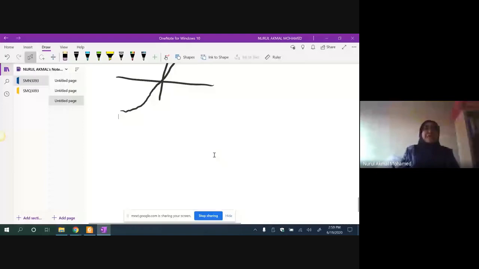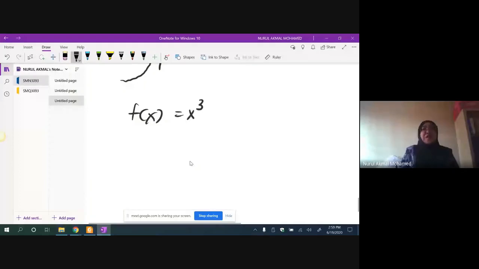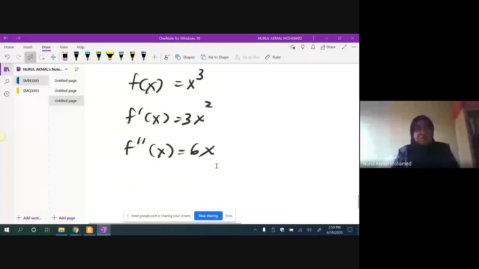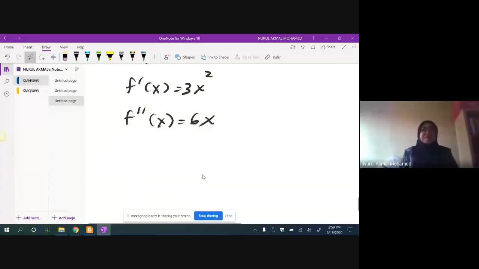So first derivative: we have f(x) equal to x cubed. So f prime of x is equal to 3x squared. Okay, f double prime of x is equal to 6x. Okay. So for x less than 0, let's choose x equal to negative 1. What will be the value of f double prime?